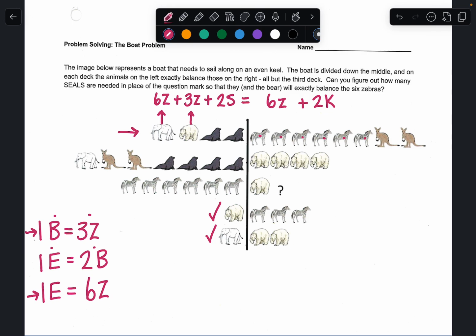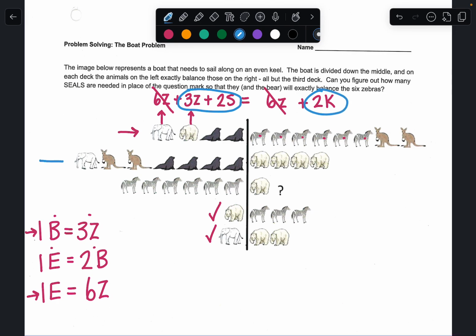Let's see. If we keep this balanced and simplify this equation, if we take 6 zebras off of this side and 6 zebras off of this side, do you see how that simplifies? That's simplifying our equation, but it's keeping it balanced. If we take 6 zebras off of both sides, think of it like a scale, it'll still remain balanced. So at this point, I'm going to change colors. We have 3 zebras and 2 seals equals 2 kangaroos.